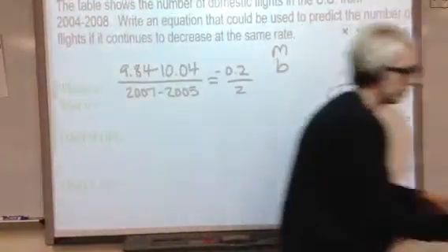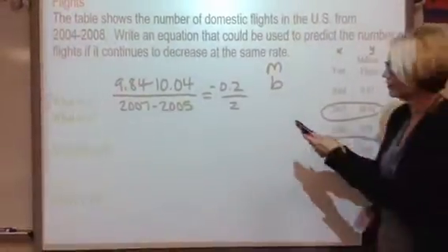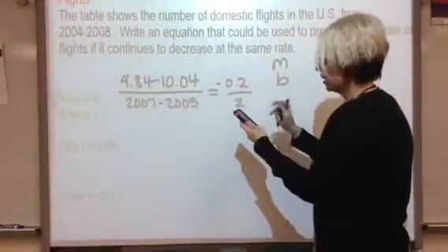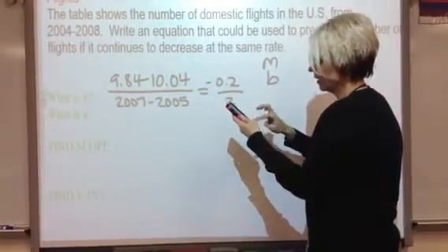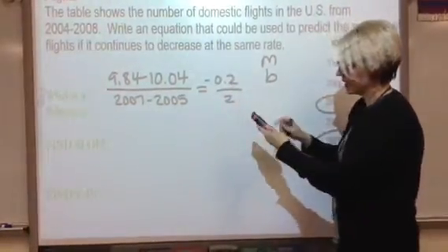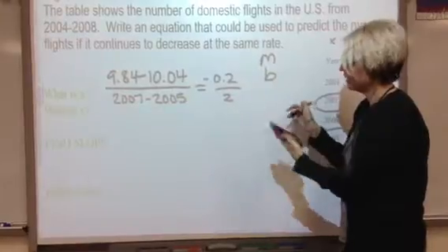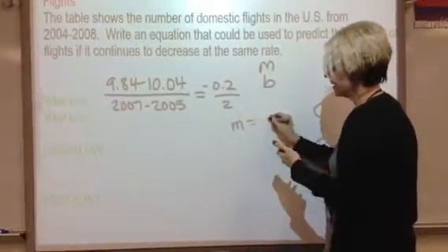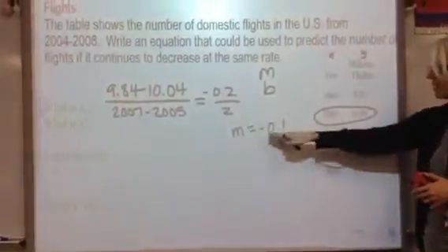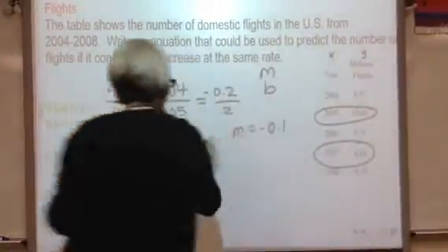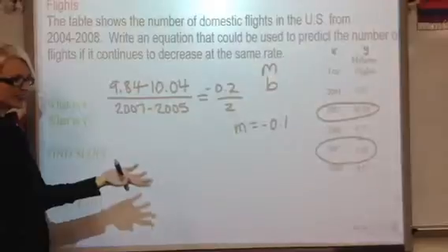Okay, so let me just double check that real quick. So I have 9.84 minus 10.04. And that's negative 0.2. And then I divide that by 2. And so my slope is going to be negative 0.1. Now I just pick one of these points to plug in to find my b. So I'm just going to pick the 2007 one.